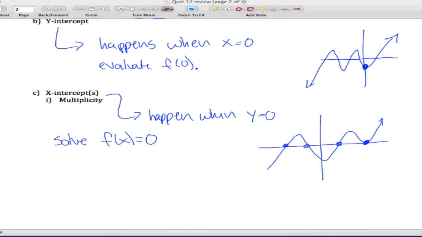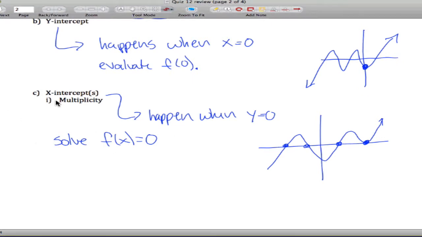One other comment I want to make on x-intercepts, and we'll do examples of these as we go on, is about multiplicity.